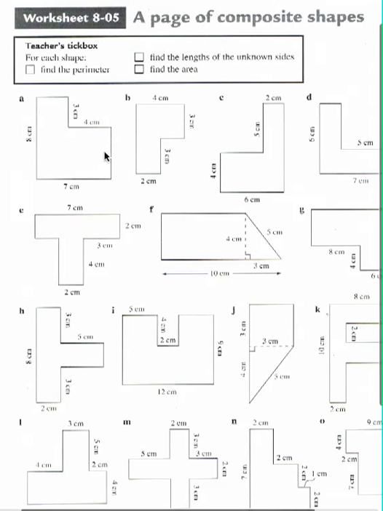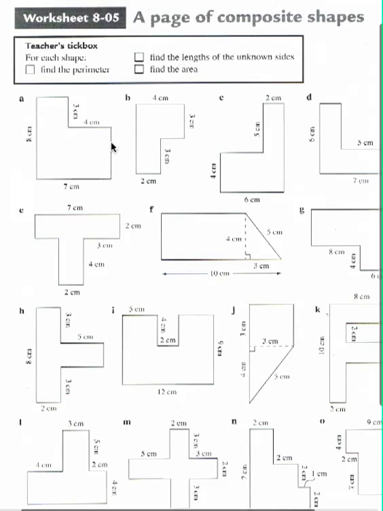Started on the perimeter of this worksheet. What you'll find on this worksheet is that, for example A, the perimeter would be 8 plus 7 plus something plus 4 plus 3 plus something. I've got two missing sides here, and what you have to do is figure out how to find the length of this side, then find the length of this side.